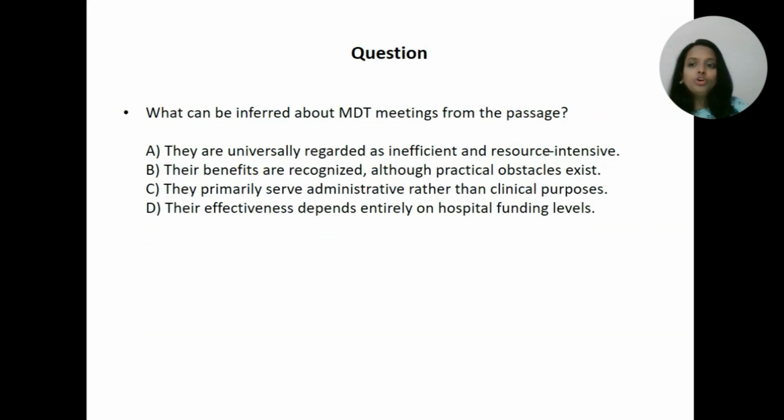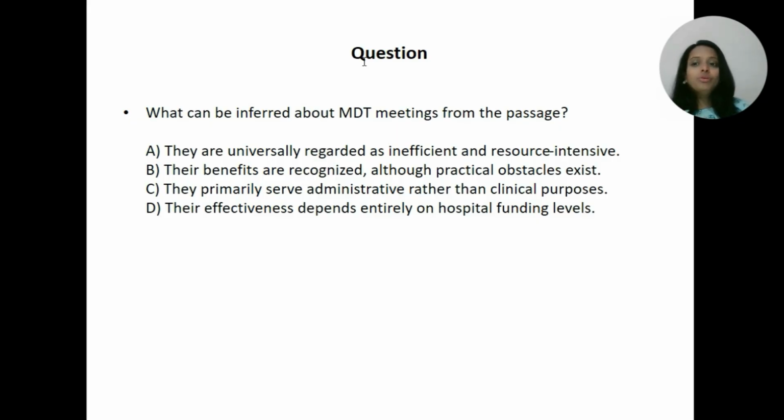Got it? If you see option A, universally regarded as inefficient, which is false. It says critics argue, not universal opinion. And option C, no suggestion. They are administrative only, right? You can eliminate that. Option D, funding is mentioned indirectly via resources, but not presented as a determining factor if you see the passage, which leaves option B as the correct answer. Benefits recognized, practical obstacles exist. So that matches the tone, structure, and conclusion.